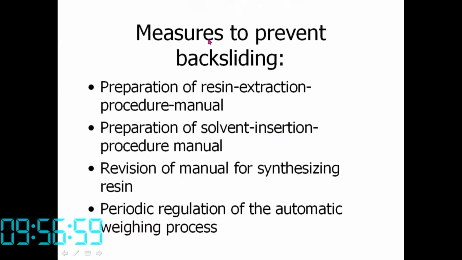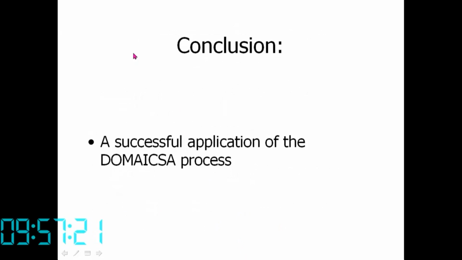Measures to prevent backsliding. So now we have to go to, again, define, measure, analyze, improve, now control. Preparation of resin extraction procedure manual, preparation of solvent insertion procedure manual, revision of manual for synthesizing resin, periodic rotation of the automatic weighing process, weighing machine has to be carried. So in a successful application of this process, we have different terminologies. The simplest is the DMAIC approach. So this is how the 7 QC tools were applied to achieve improvement.